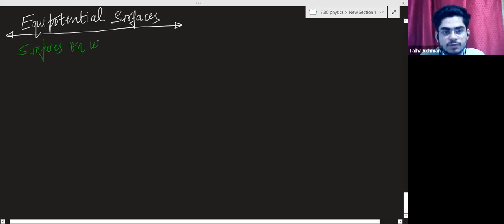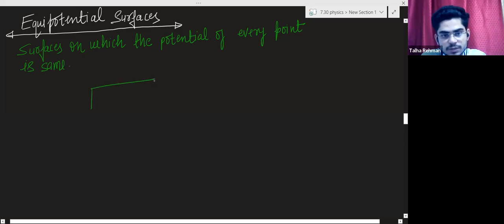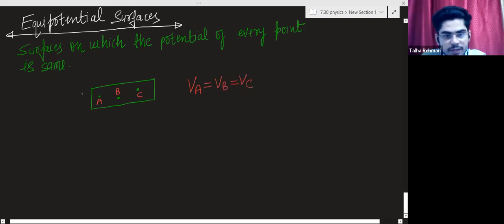Surfaces on which the potential of every point is same. Like this, suppose this is an equipotential surface. This is point A and this is point B and this is point C. So it means that VA is equal to VB is equal to VC, and this surface is an equipotential surface.